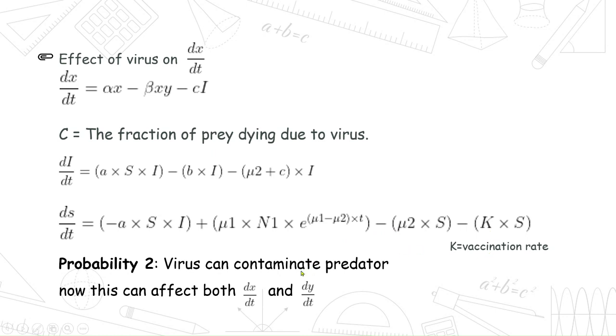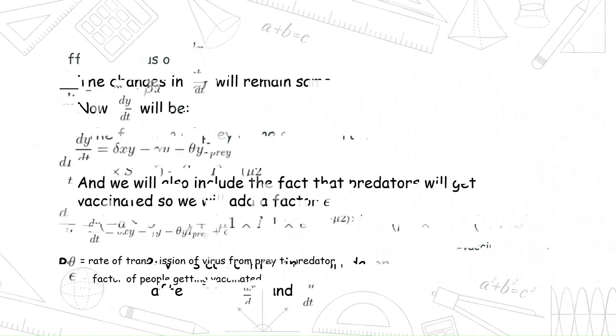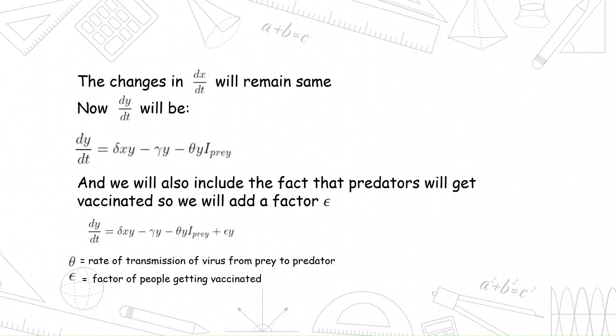Possibility 2. Here, we shall consider that the predator is susceptible to the virus and may be contaminated by it. Now, as prey was already susceptible to the virus, its differential equation won't change. But now, as the predator is also susceptible to the virus, its differential equation will also be changed. The new equation is shown on the screen.